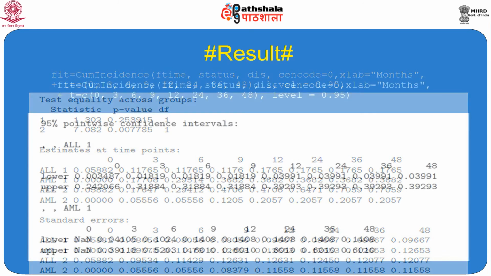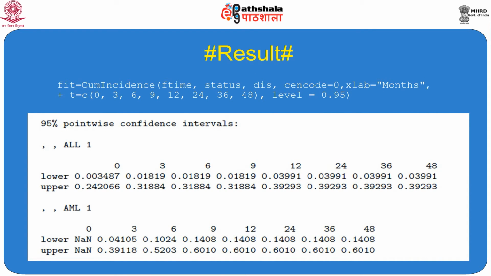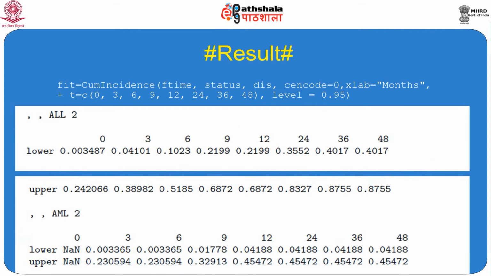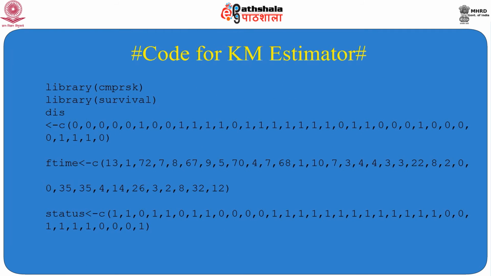Now again I am using the confidence interval of 0.95, and corresponding to ALL1 and ALL2 I am getting the results for the lower and upper confidence limits. Again this function is applied for AML2 also, to generate the lower and upper confidence intervals. These are the contributions.